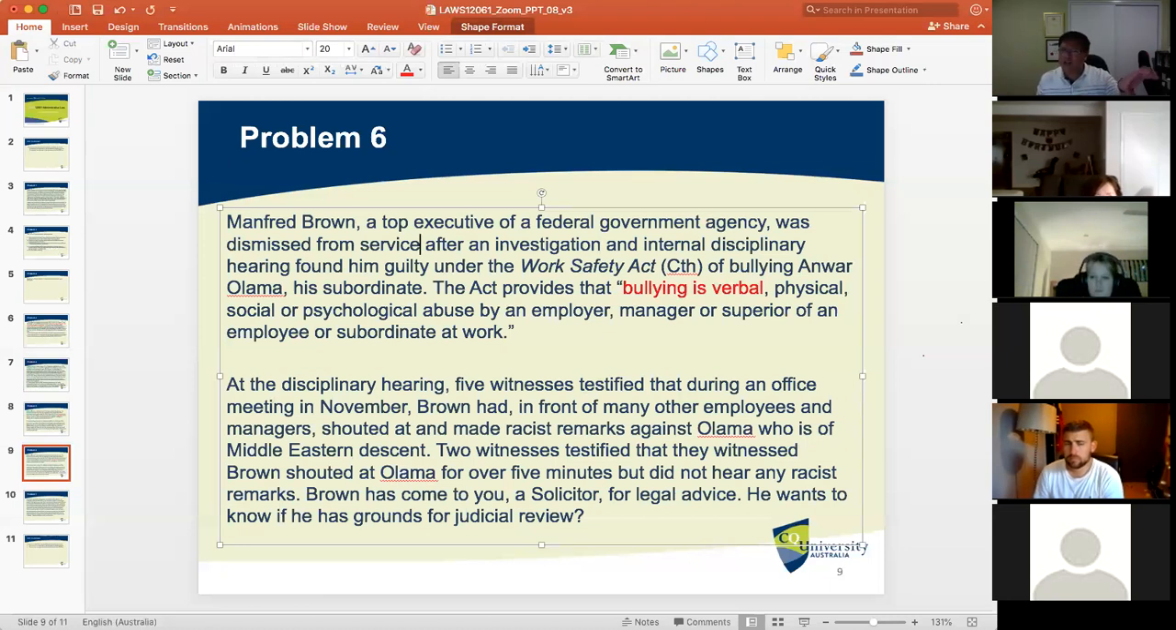So here, it's not a question of whether there is evidence of people hearing Olama having made racist remarks. That is not in doubt. What is in doubt, however, is whether or not those racist remarks comprise or constitute bullying. That is a question of law. Okay, but I will make sure that the question of no evidence is a bit simpler. I'm just doing this so we have a better understanding of this particular topic.